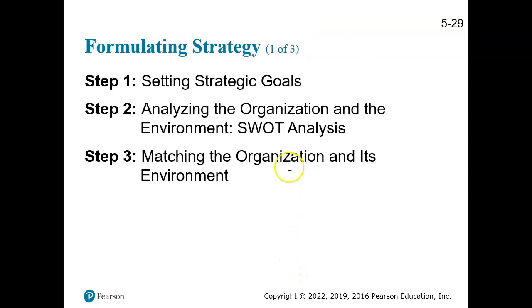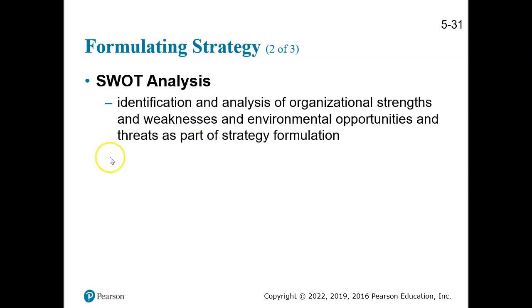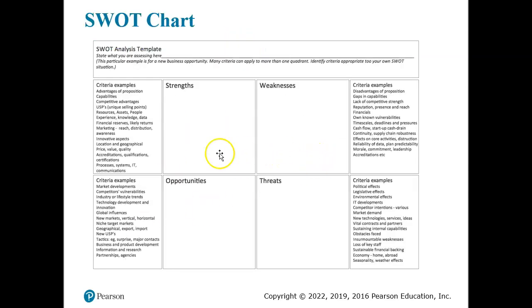Okay, so in formulating strategy, you're going to set strategic goals. You're going to analyze the organization. A very commonly used analysis, and it's a fairly simple one to use, although not necessarily all that easy to understand, is called SWOT analysis. That's an acronym for strengths, weaknesses, opportunities, and threats. And you want to match the organization to its environment. You have to take an outside view, and that's what SWOT starts to help you to do. Okay? And here's an example of a SWOT chart.